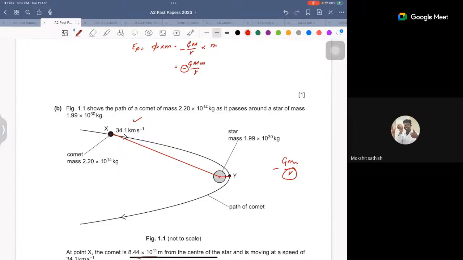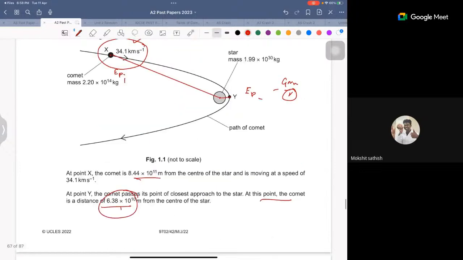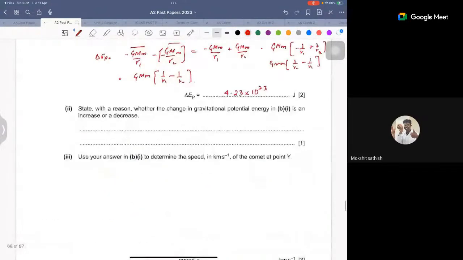Because this value has a gravitational potential energy at this point, and then it has another gravitational potential energy, so we have to subtract them. That's fine. But did they give the distance for x? Yes, they have this. Oh, okay, I didn't see that. Okay, fine.